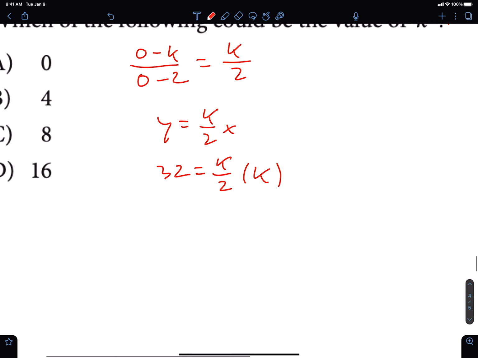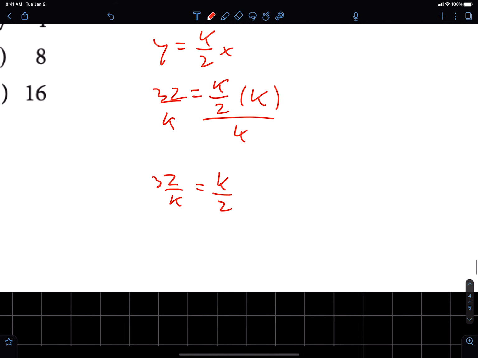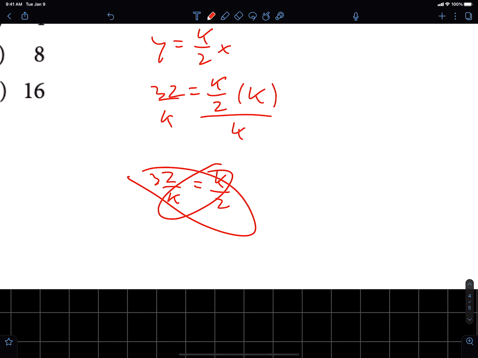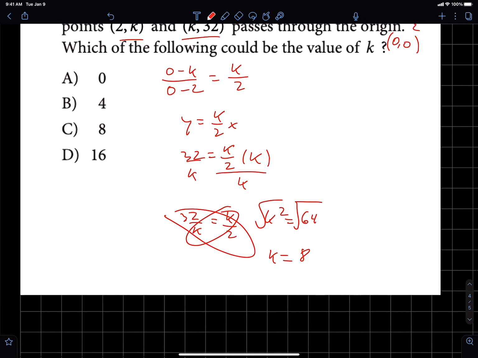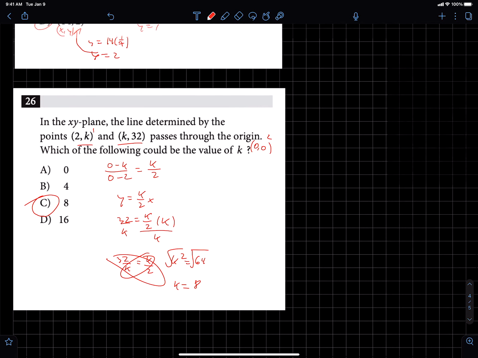I'm going to go ahead and divide both sides by k. And that's going to equal k over 2. Now I can cross multiply. So I get k squared is going to equal 32 times 2, which is 64. Take the square root of both sides, and I get that k is equal to 8, which is going to be answer choice C.